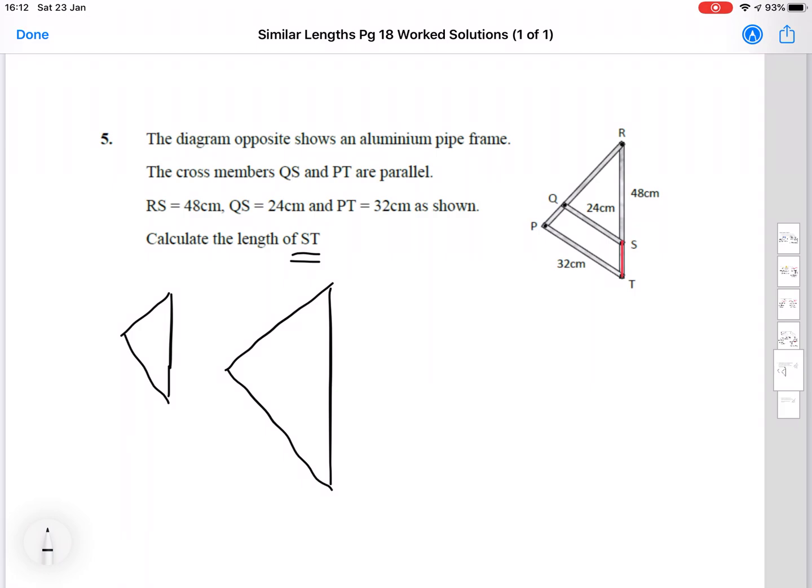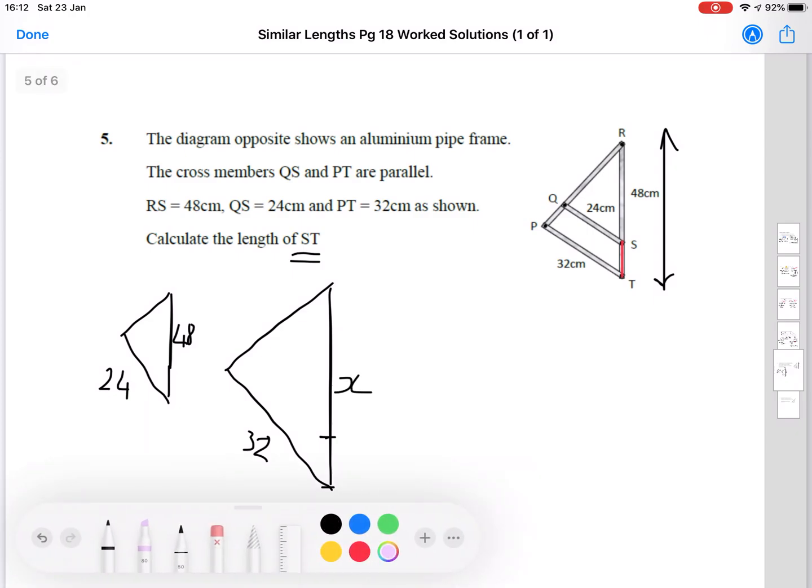On the smaller one we have 24 at the bottom, and we actually have 48 there as well. On the larger one we have 32 along the bottom, and we don't actually have the big long side, but we're asked for just a piece of this. So we have to think about what our strategy would be. We know that we have 48 from R to S, and we're being asked for the length of S to T. So what we need to find out first of all is the whole length of that side, and then to find S to T, we would just subtract 48 from the whole side. So first of all we need to find that side there.